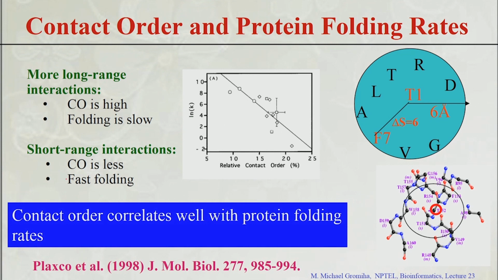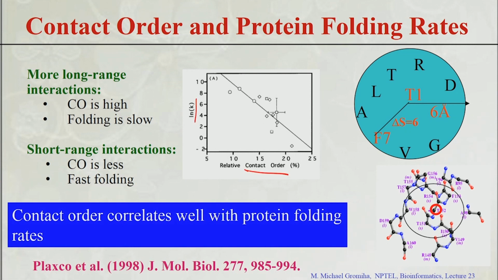Actually, if there are more short range or medium range interactions compared with the long range contacts, you can see the contact order is less, because delta Sij is less. Then in this case it can fold faster. Okay, now I show this figure. The x axis is the contact order and the y axis is the logarithm of the folding rate.